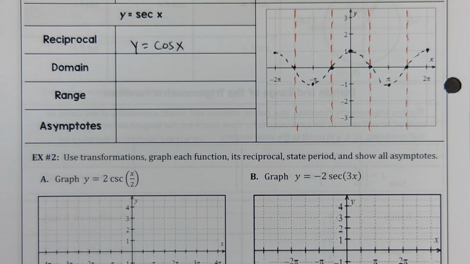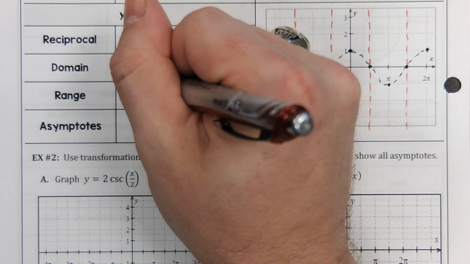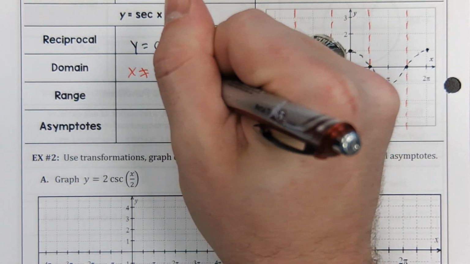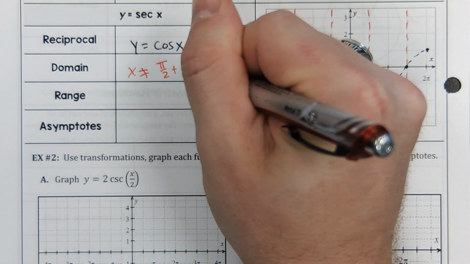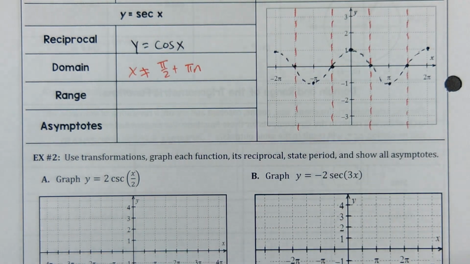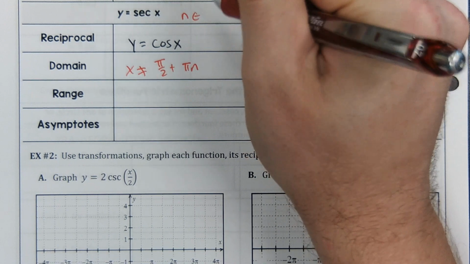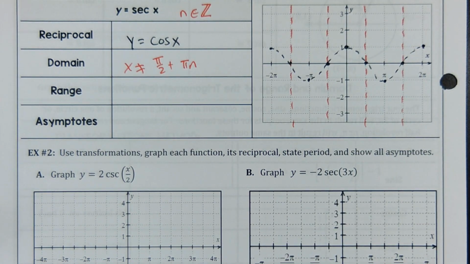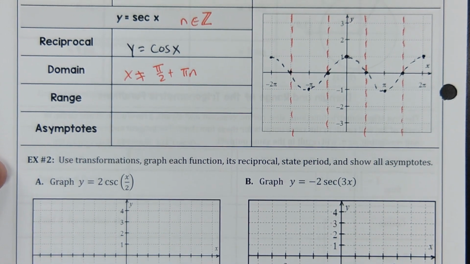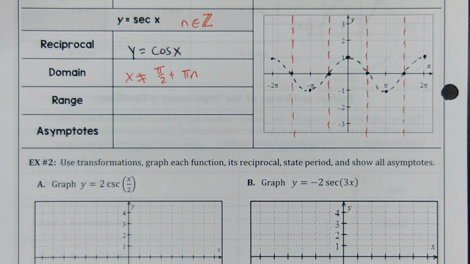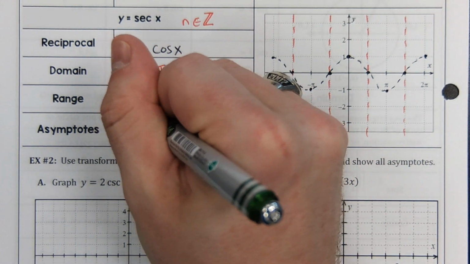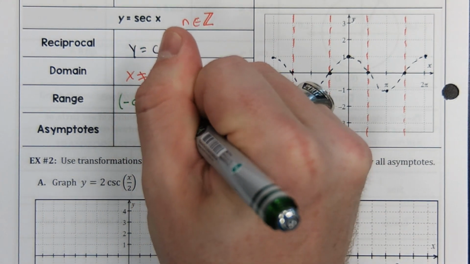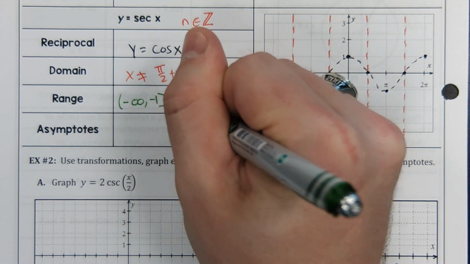And what color did I use for that one? Before I used red for domain. So you say this, x had better not be pi over 2 plus pi n. And of course, this is still for n being an integer. But just like cosecant, the range of secant is negative infinity to negative 1, and from 1 to infinity.